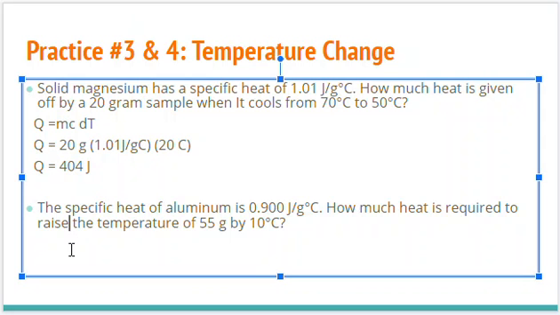If you want to try this next problem, go ahead and give that a try here. You can pause the video and work it out. And when you plug that in, you should get an answer of 495 joules. It should be 0.9 is our specific heat, 55 grams is our mass, 10 is our change in temperature. So 55 times 0.9 times 10, canceling the appropriate units.